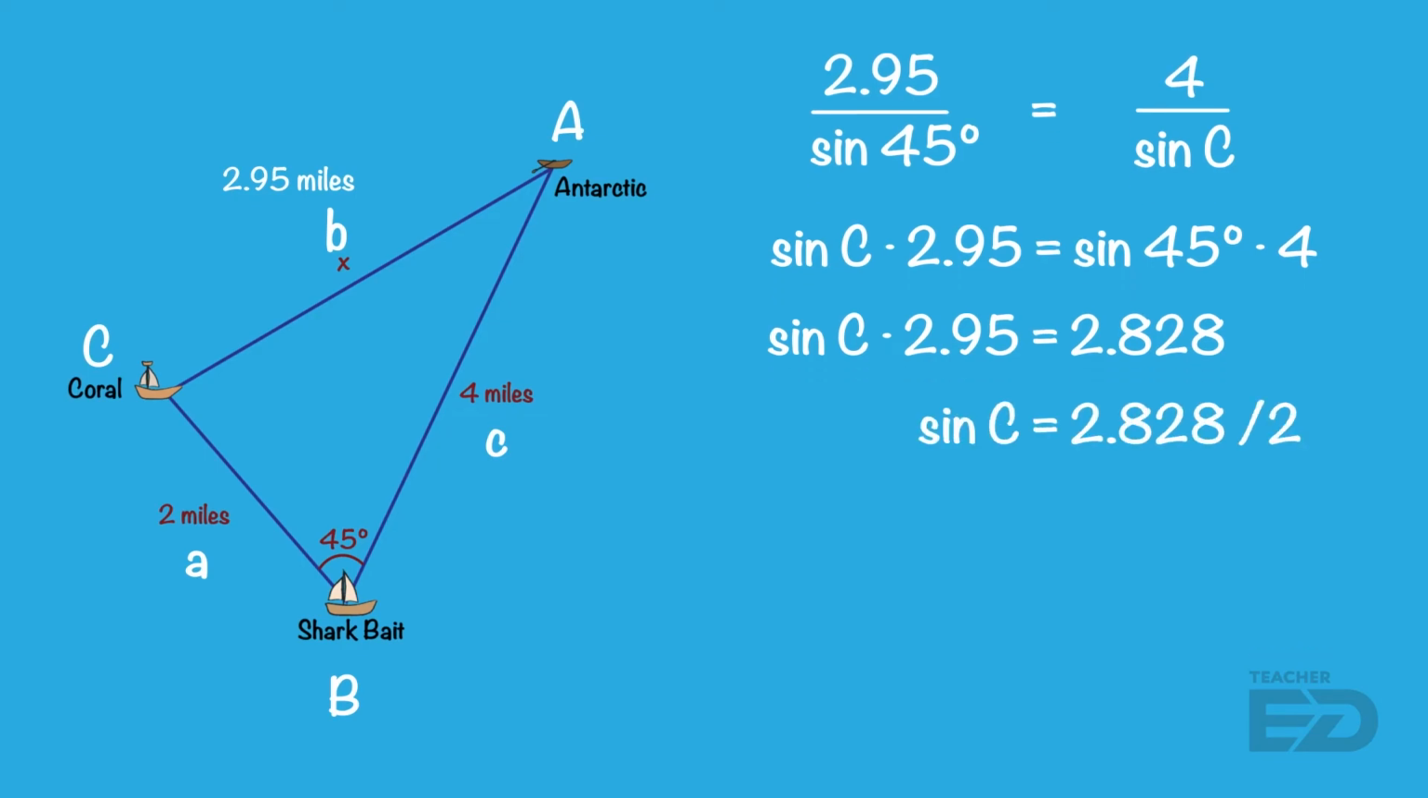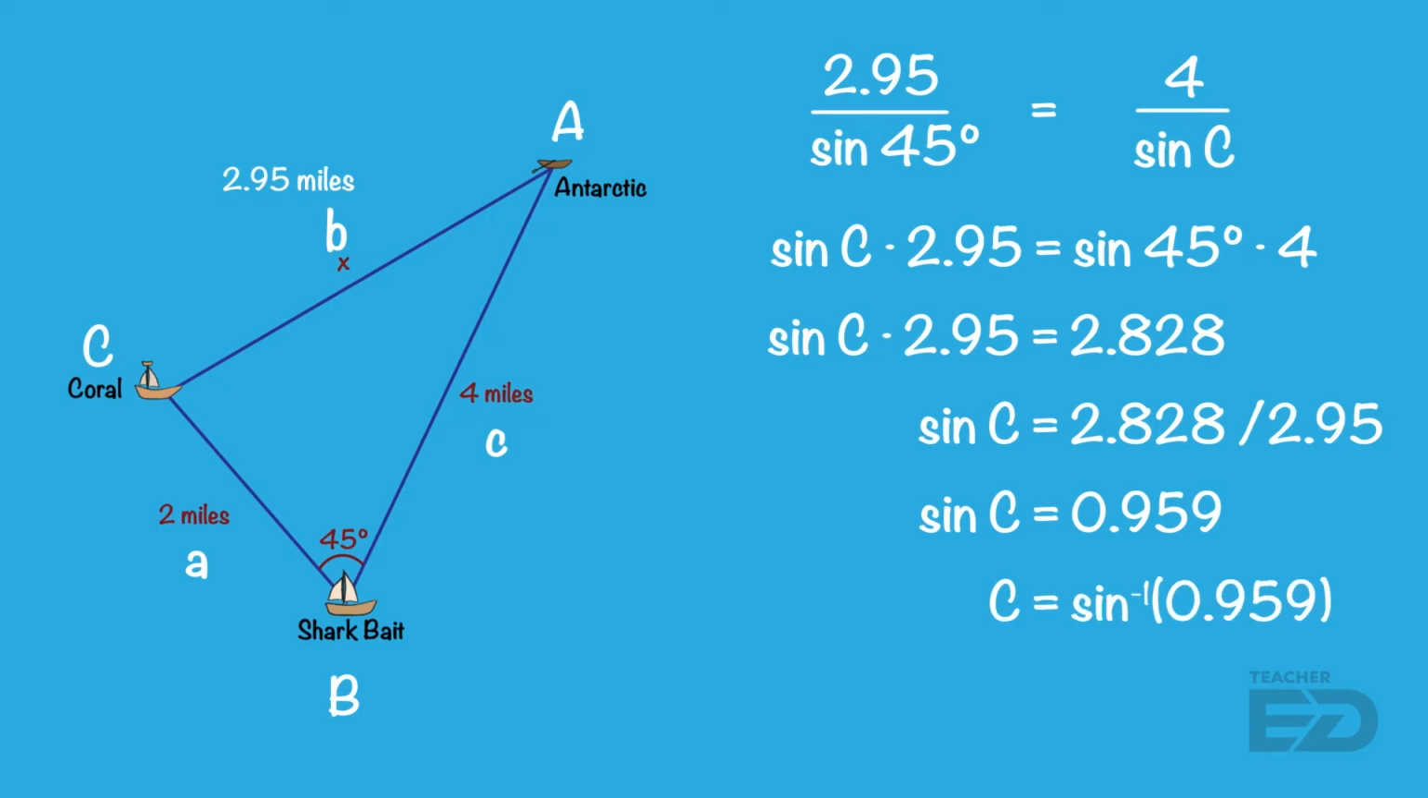Now divide both sides by 2.95 to get sine C equals 0.959. To find C, we again use the sine to the negative 1 function on our calculator, and we get the answer of 73.5 degrees.